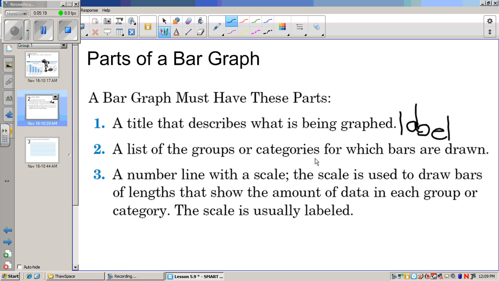A list of the groups or categories for which the bars are being drawn. So for instance, if I am creating a bar graph up here, I need my categories down here.